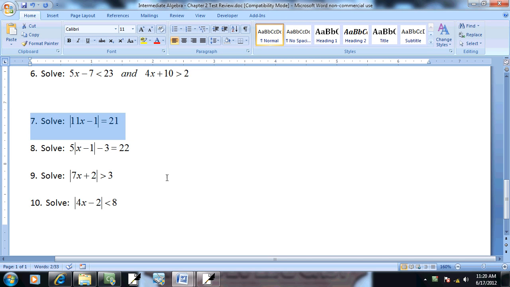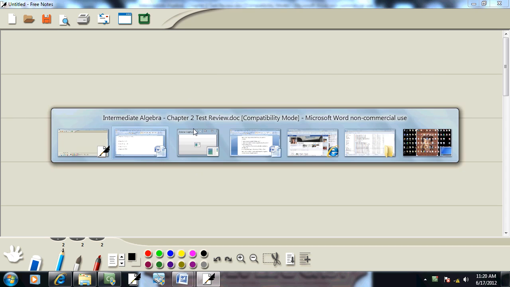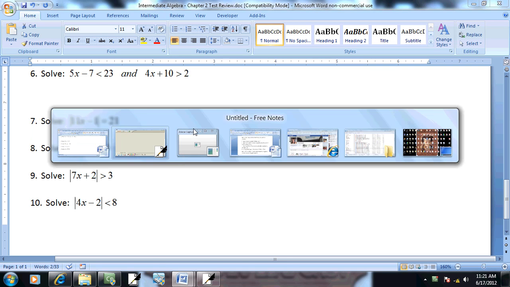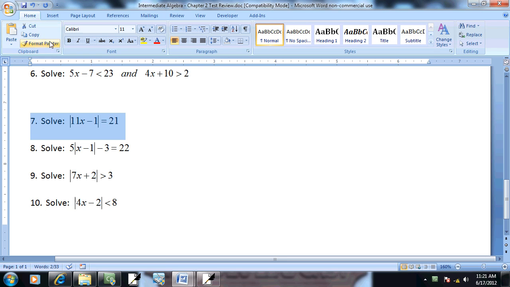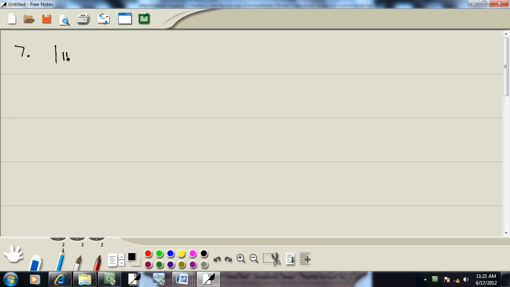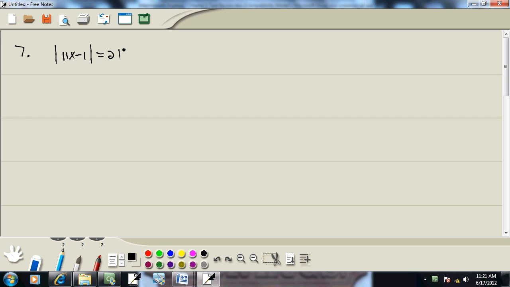Let's take a look at problem number 7. This is an absolute value equation. So we got the absolute value of 11x minus 1 is equal to 21. So an absolute value equation.